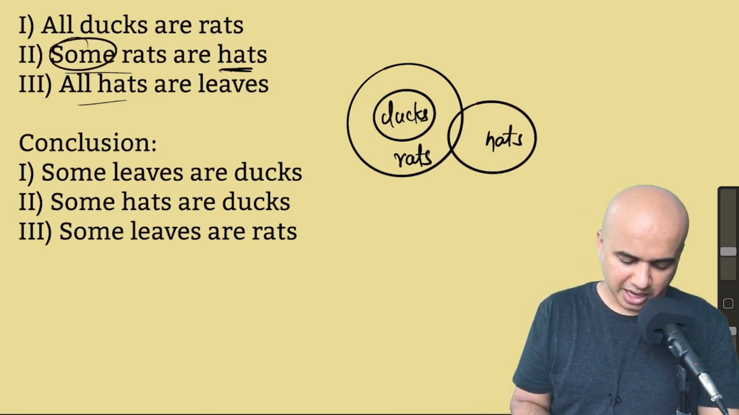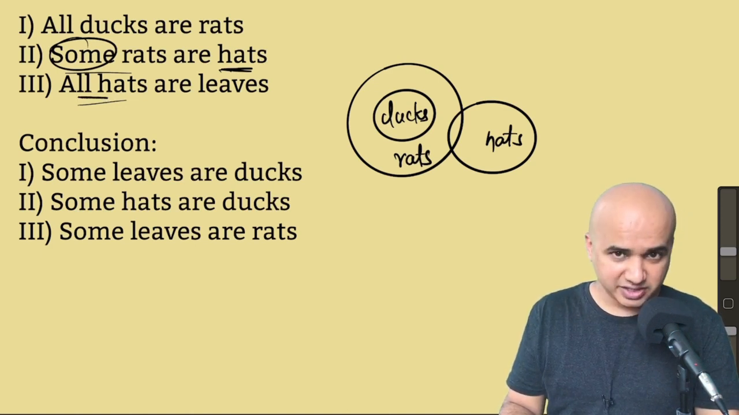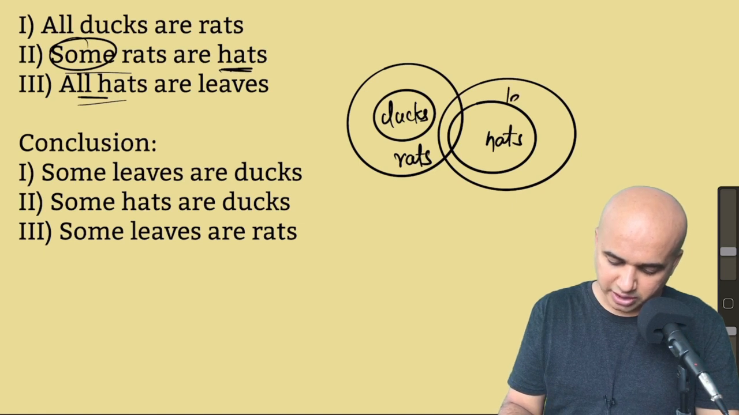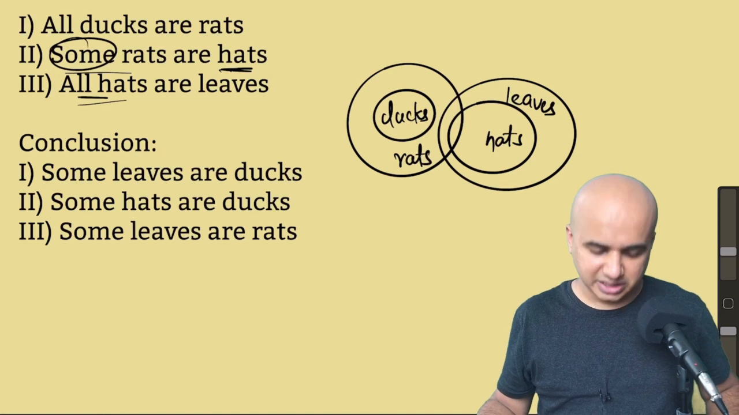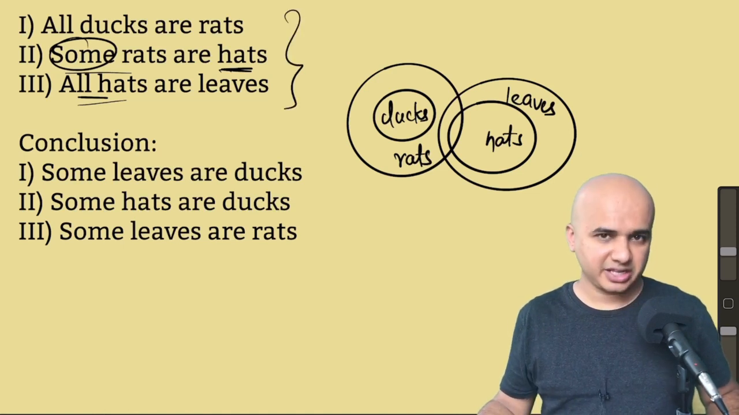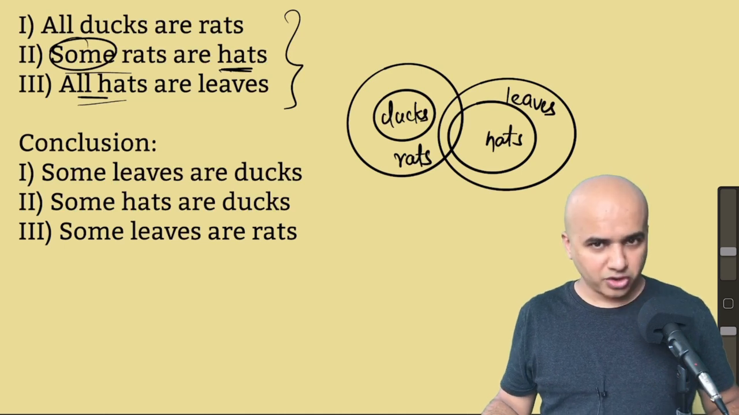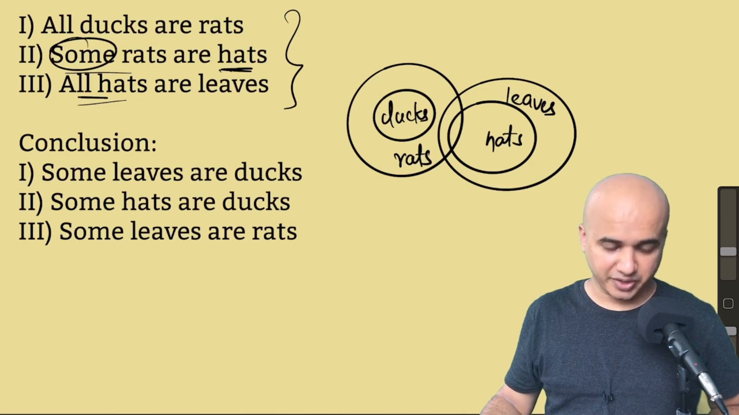Now the last statement says all hats are leaves. That means hats should be part of a bigger circle called leaves. So let me draw one more circle here and let me call it leaves. Now, if you look at both the circles, we have fulfilled all the 3 statements. We have pictorially represented them. Now what is left is of course the conclusion. We'll have to check if the conclusions are perfect.